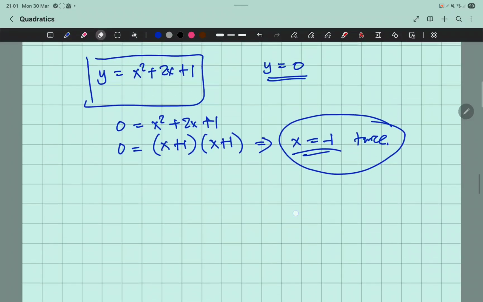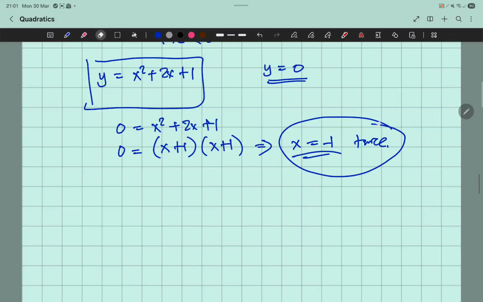Sorry, here we are saying x plus 1 twice. It's just a repeated root. So the nature of this root is already two identical roots. Both factors give negative 1. That is it. So that is the nature of roots for you. Then there is something else that we should talk about, which is called the turning point of a curve.